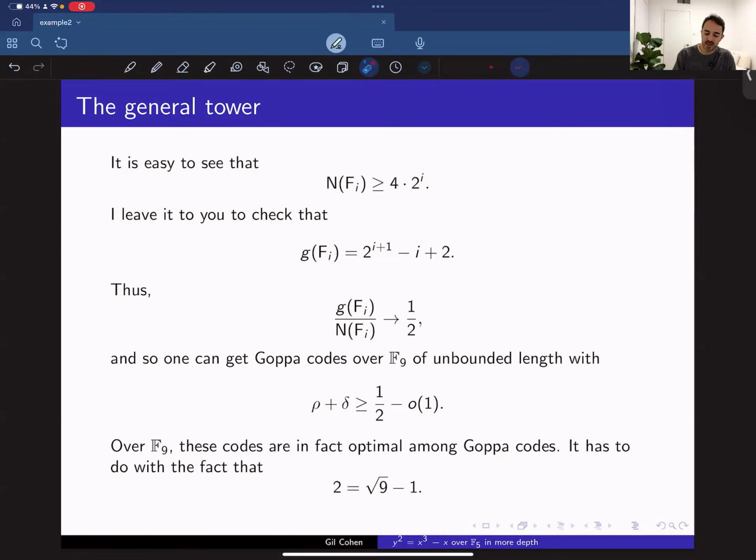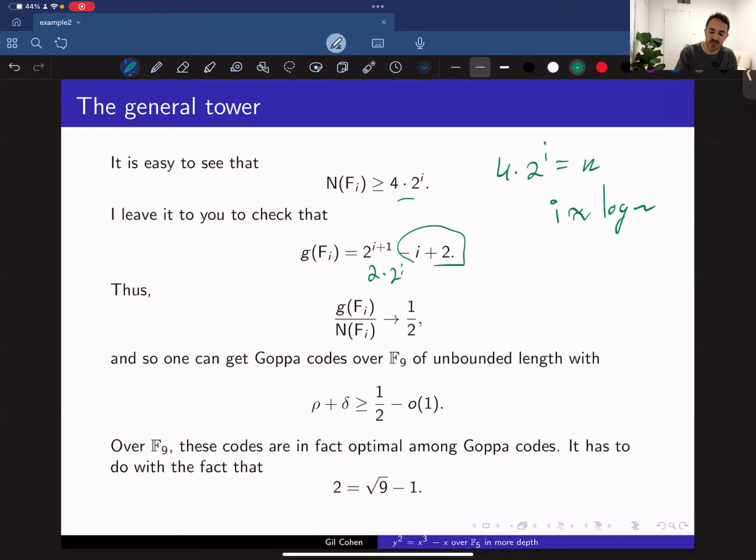Right, so this means that, if you want to construct a code, and that's an important remark now, with block length n, then you just need to set like 4 times 2 to the I to be n, so I is roughly log n, so log n layers. So you get enough points, and the genus will be asymptotically like half the number of rational points, right? Because here, this is like 2 times 2 to the I, and this is 4 times 2 to the I, and this doesn't matter asymptotically.